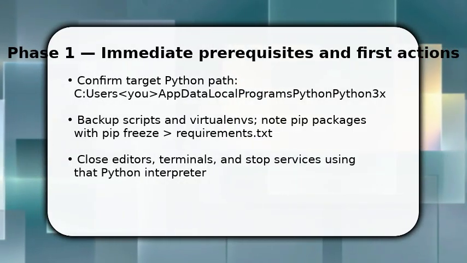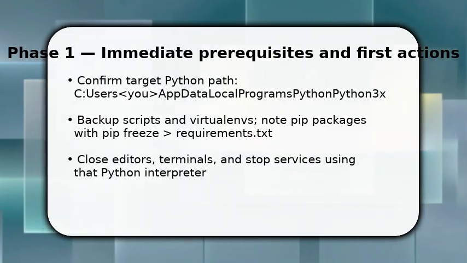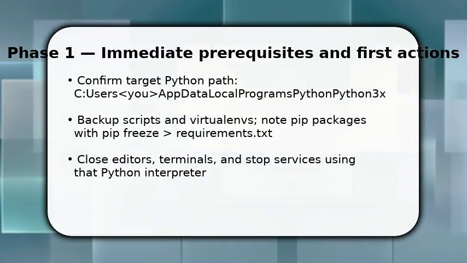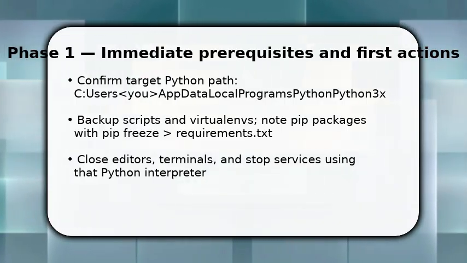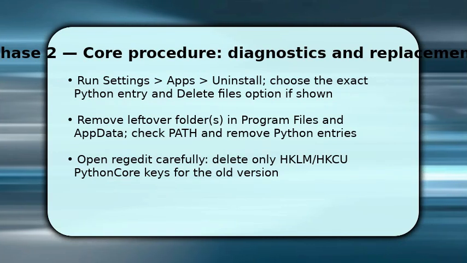Make sure all editors and terminals using that interpreter are closed, because active processes block removal. Now proceed to the uninstaller in Settings to start the removal. Next, run the Settings uninstaller for that specific Python entry, choosing to remove files when prompted.